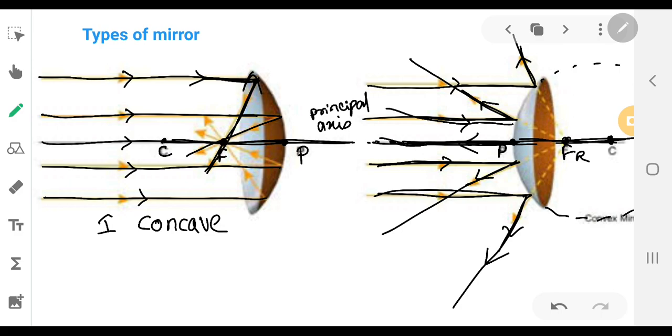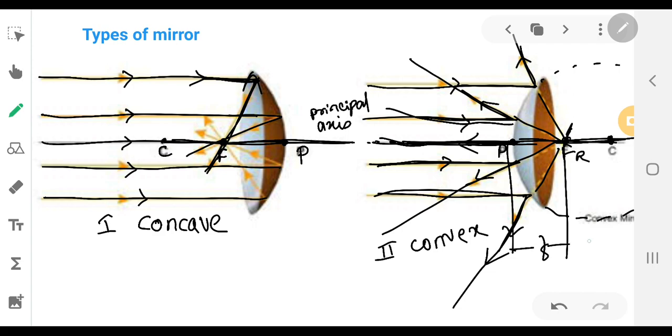So in case of this mirror, the rays are not actually meeting. So this mirror is called a convex mirror. Here in case of a convex mirror, after reflection, the rays never actually meet, but they appear as if they are emerging from a common point. That common point is called the principal focus. The distance between the pole and the principal focus is called the focal length of the mirror.